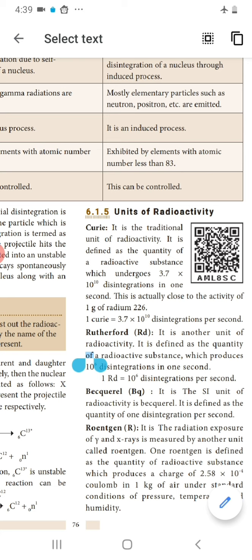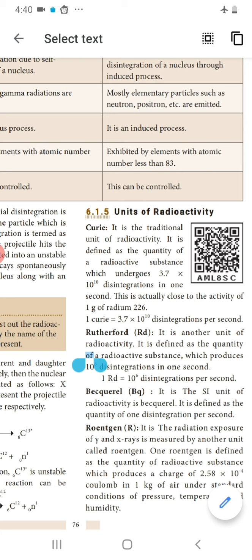And the last one is the Röntgen. This is mainly used for measuring gamma rays and X-rays. So 1 Röntgen is defined as the quantity of radioactive substance which produces a charge of 2.58 into 10 to the power of minus 4 coulomb in 1 kg of air under standard conditions of temperature, pressure and humidity. Is it clear, children? So these are the units of radioactivity which will be asked in a 2-mark question or 1-word question. Next we are going to study an important detailed question and an easy detailed question.